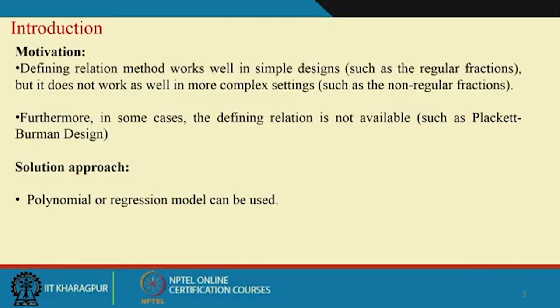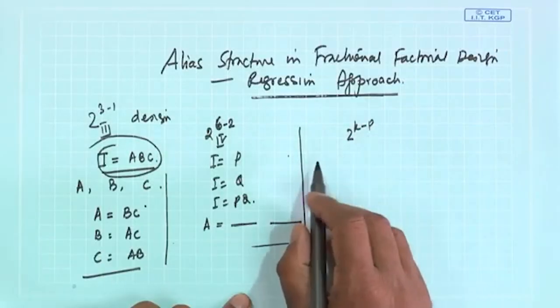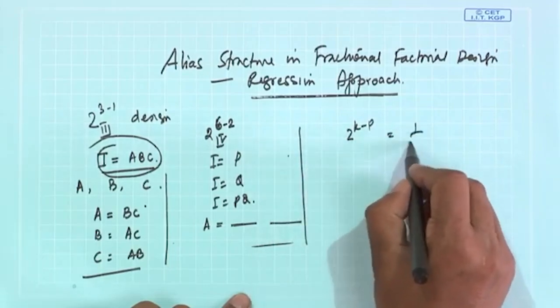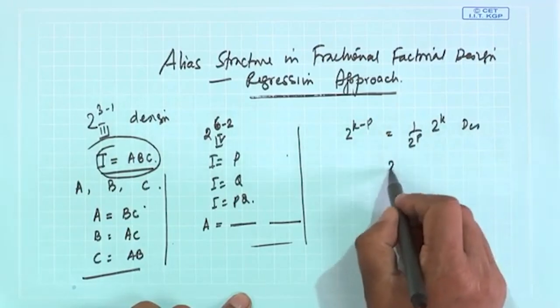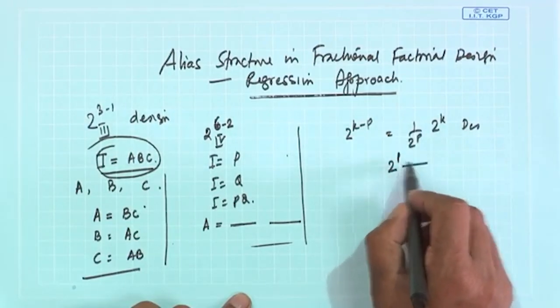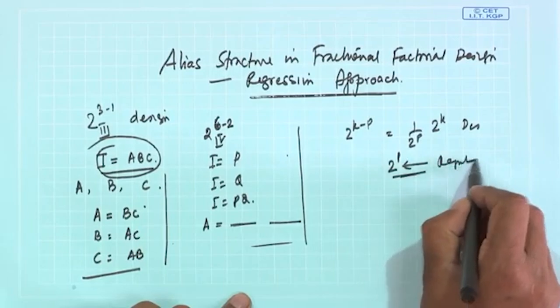I told you the motivation. Motivation is that there may be a situation which will be complex, the design will be complex. For example, non-regular fractions, and there are situations where the design is simple, which is a regular fraction. For example, if I consider 2 to the power k minus p, which is basically 1 by 2 to the power p of the 2 to the power k design. So, 2 to the power something, this kind of design is the regular design.